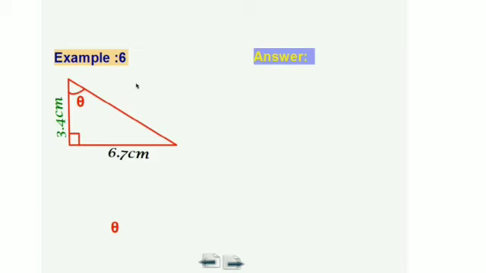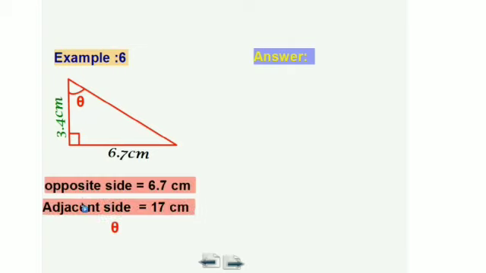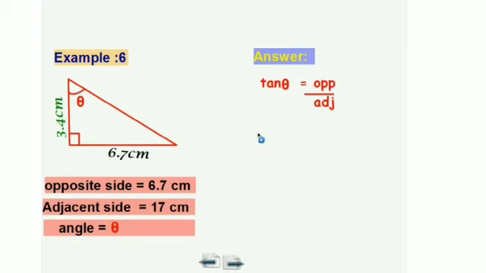Example 6. This is our right angle triangle. Compared to this theta, this is our opposite side, it is 6.7 centimeter. Then this is the adjacent side, it is 3.4 centimeter. Then we want to find this theta. So what are the given conditions? The opposite side is given, and the adjacent side is also given. Then we should find the value of this angle theta. So the first step: for opposite and adjacent, the relation is tan.